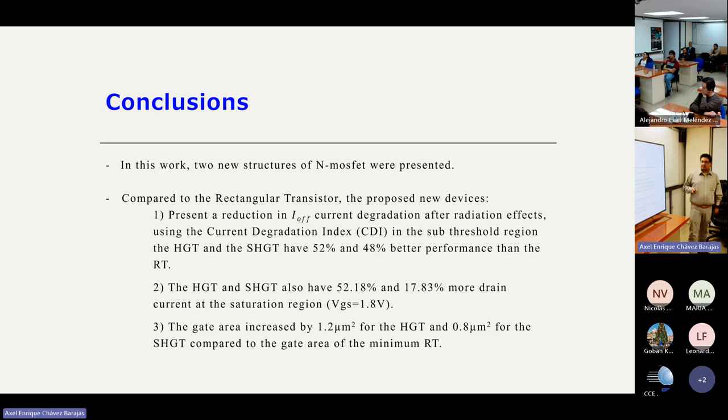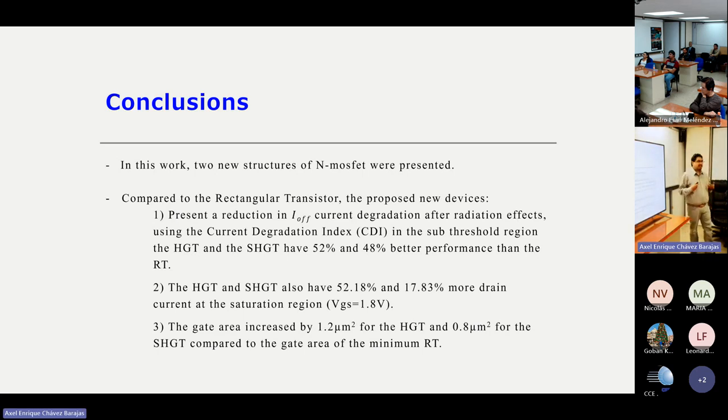Also, the Hall-less transistor has 52.18% more drain current at the saturation region than the rectangular transistor, and the semi-Hall-less transistor has 17.83% more drain current than the rectangular.